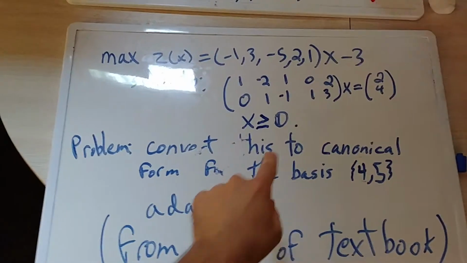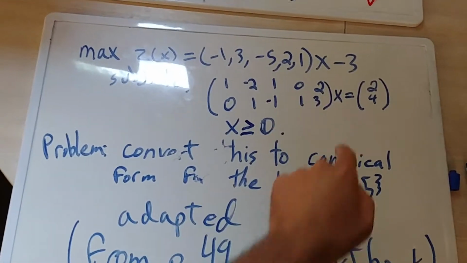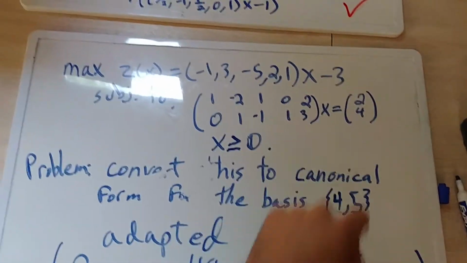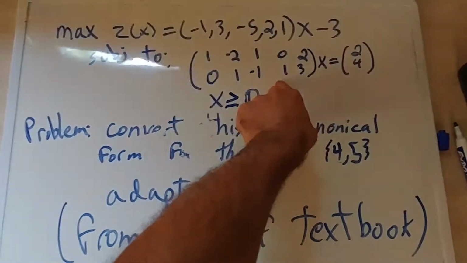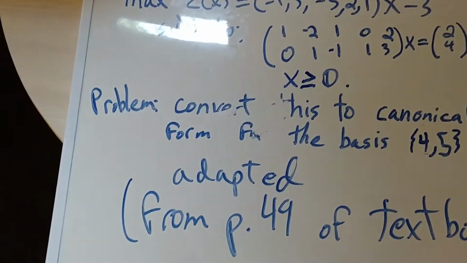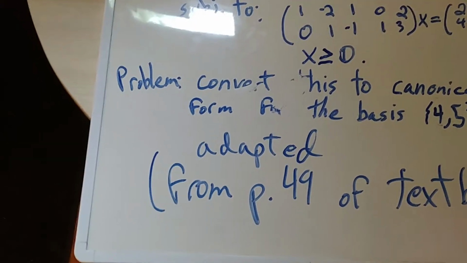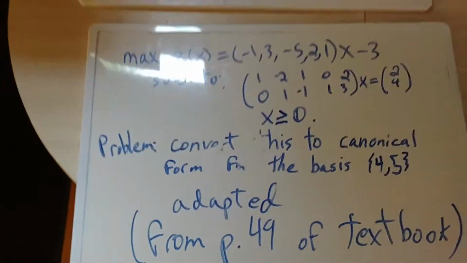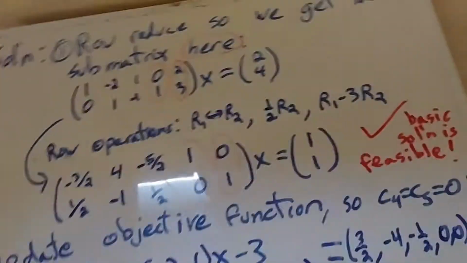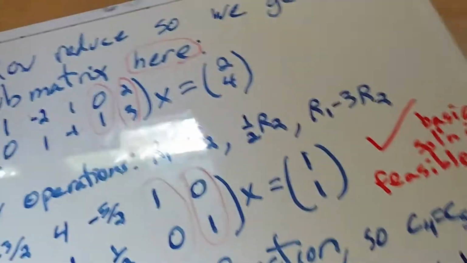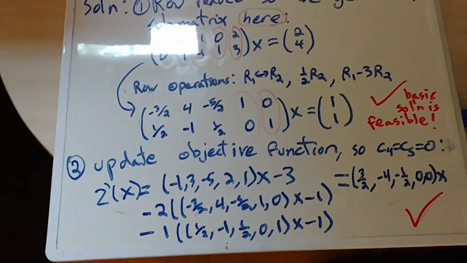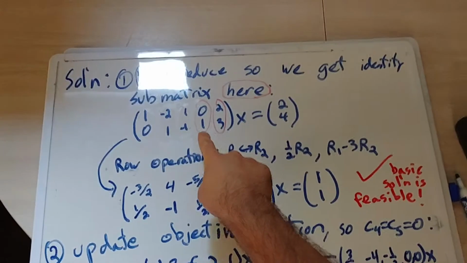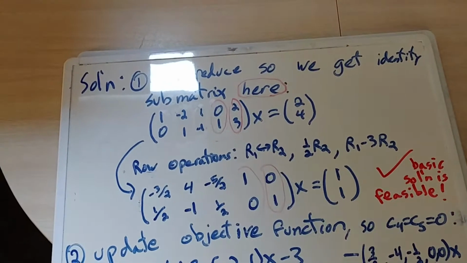So the first thing you want to do is take the submatrix corresponding to those indices, 4 and 5, and row reduce so that the submatrix corresponding to those columns is an identity submatrix. Okay, so let me go to the second slide here. Okay, so what I said there, we want to row reduce so that these form an identity matrix.